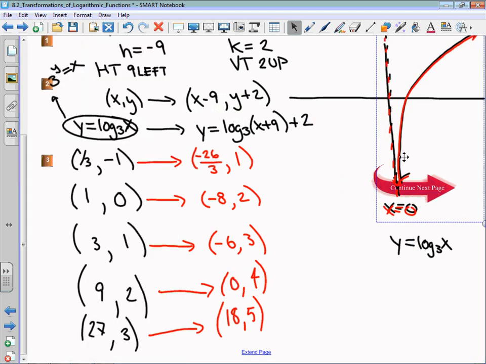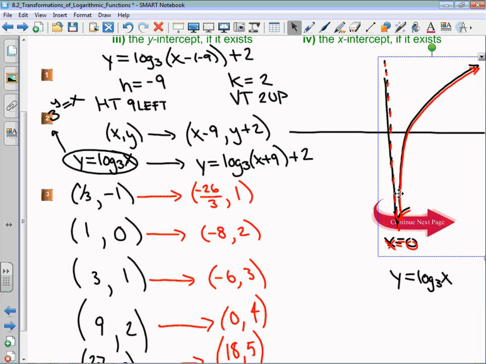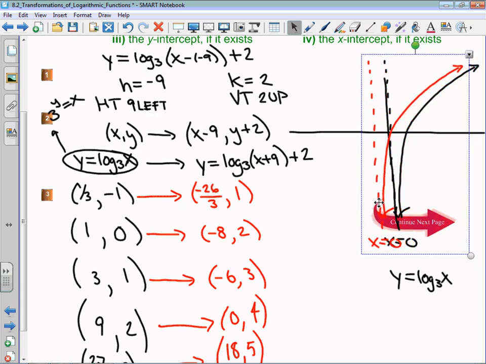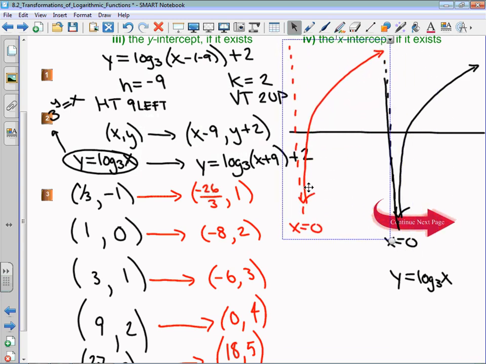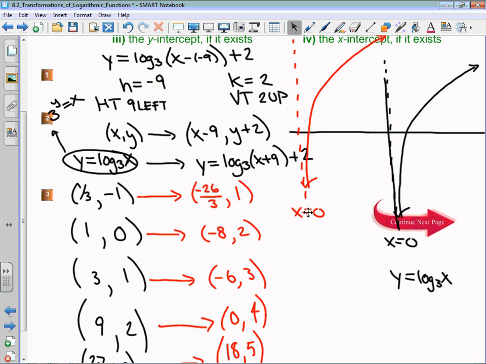And then what we're going to do is picture our transformations. So I'm going to move this 9 units to the left. So 1, 2, 3, 4, 5, 6, 7, 8, 9, somewhere around there. And then I'm going to move 2 units up. So 1, 2. Now, the reason I wanted to draw this out is it's really important that the only thing that shifts our asymptote is that horizontal translation.